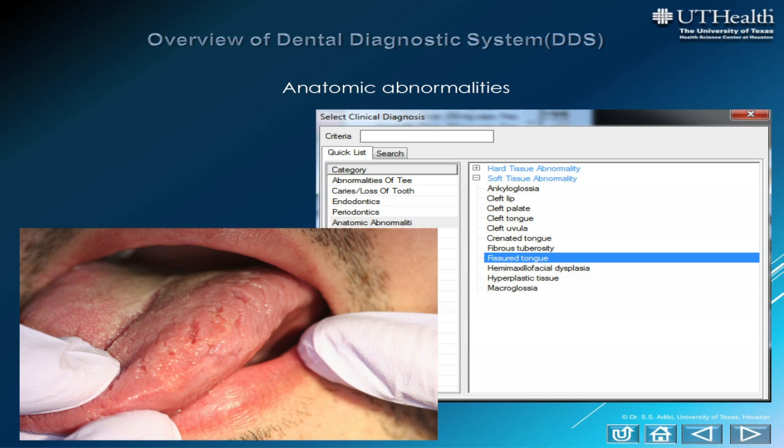Once all these conditions are ruled out, only after a thorough medical history and examination, we can choose the diagnosis of fissured tongue.